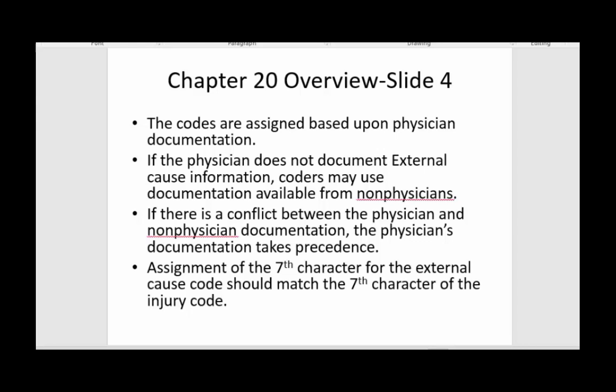The assignment of the 7th character for the external cause code should match the 7th character of the injury code. There are times when that is questionable, and I think when we get our next code updates, October 1st, 2016, some of those things are going to be taken care of. That's what I'm hoping anyway. And when that happens and I'm aware of it, I will definitely make you aware as I code these.